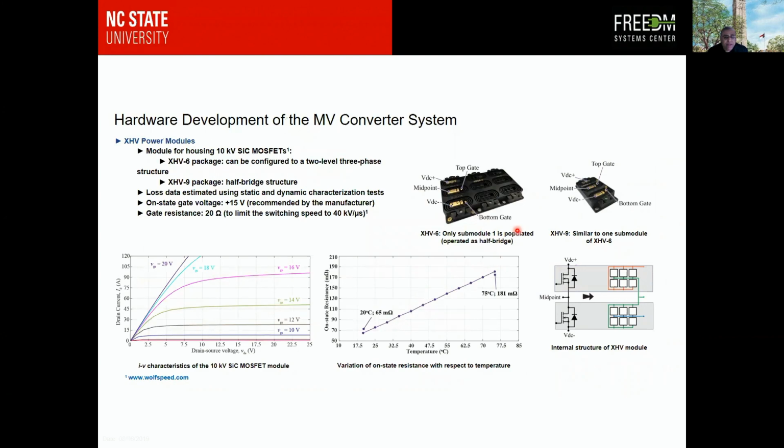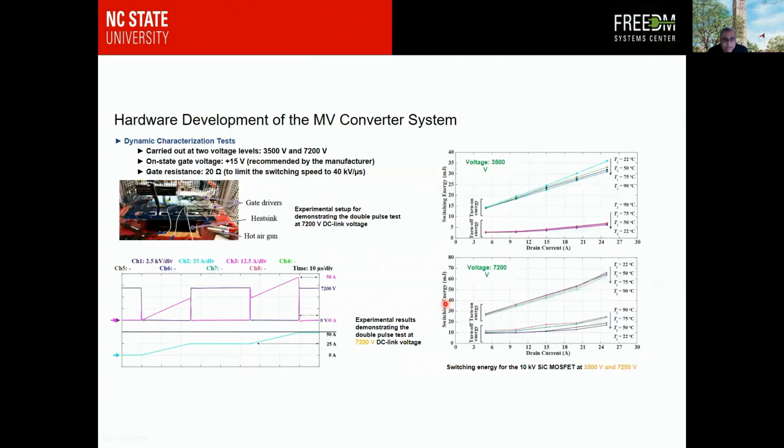So again, a little bit about the 10 kV MOSFETs that we used. We used this XHV-6 as well as the XHV-9 modules. And for one switch, we have 6 dies in parallel. And so this is a half bridge. This is the measured IV characteristics of this entire module. And we drive these gates at 20 volt. And the measured RDS(on) of this device is around 65 milliohms to 181 milliohms as a function of temperature in the operating range that we are operating.